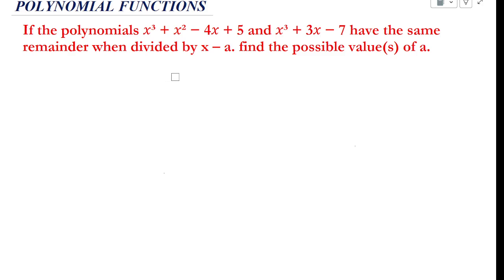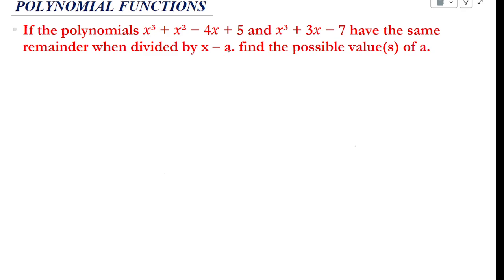All right, so let's take a look at this question quickly. They are saying if the polynomials x cubed plus x squared minus 4x plus 5 and x cubed plus 3x minus 7 have the same remainder when divided by x minus a, find the possible values of a. So in this question, we have two dividends and one divisor.